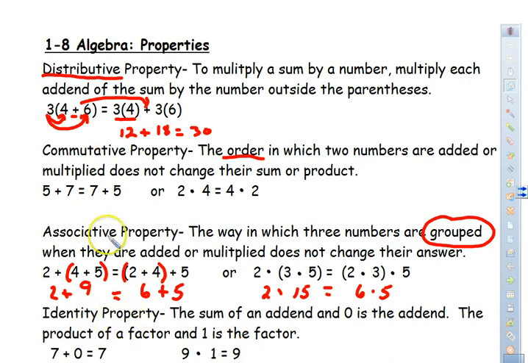So when you state these, it is identity property of addition, or sorry, I said that wrong.